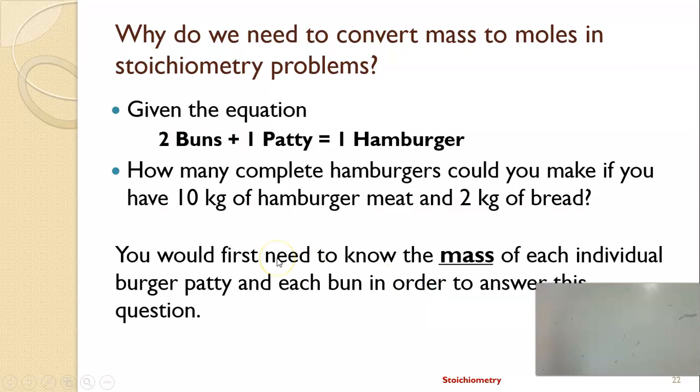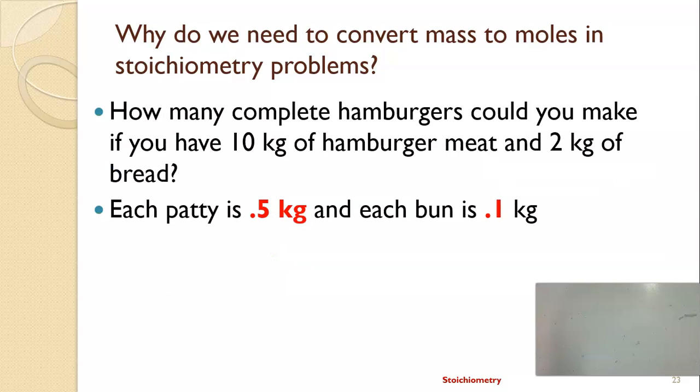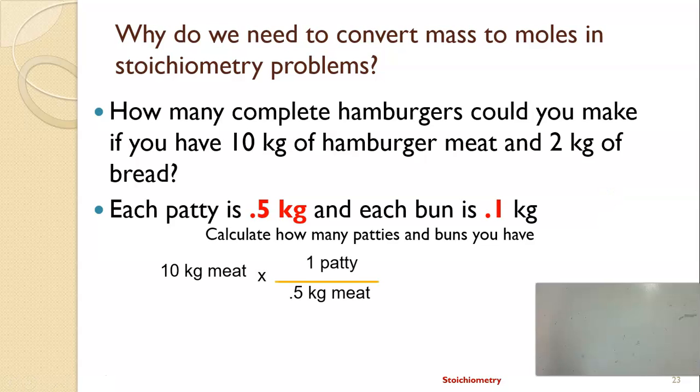So you would first need to know the mass of each individual burger patty and each bun in order to answer this question. How many complete hamburgers could you make if you have 10 kilograms of hamburger meat, 2 kilograms of bread? Look, now I have extra information. Each patty is 0.5 kilograms. Each bun is 0.1 kilograms. So I want to calculate how many patties and buns I have. So I have 10 kilograms of meat total. 1 patty is 0.5 kilograms of meat.